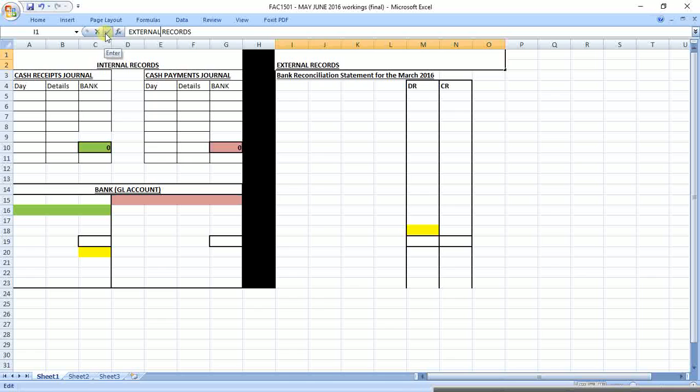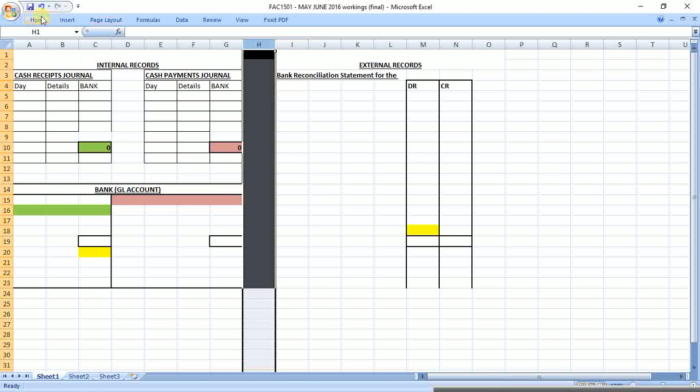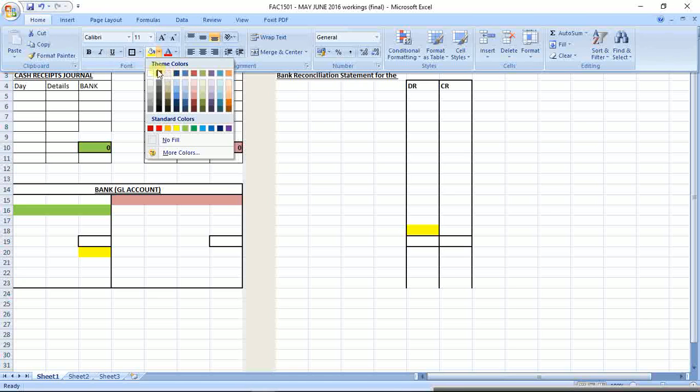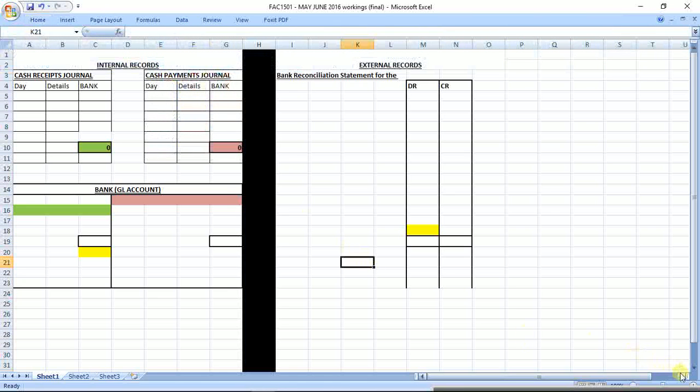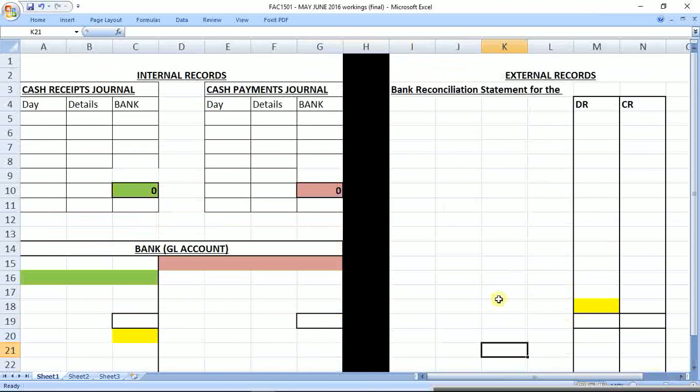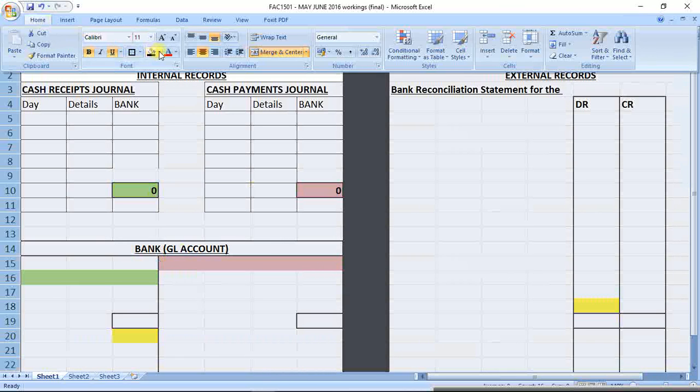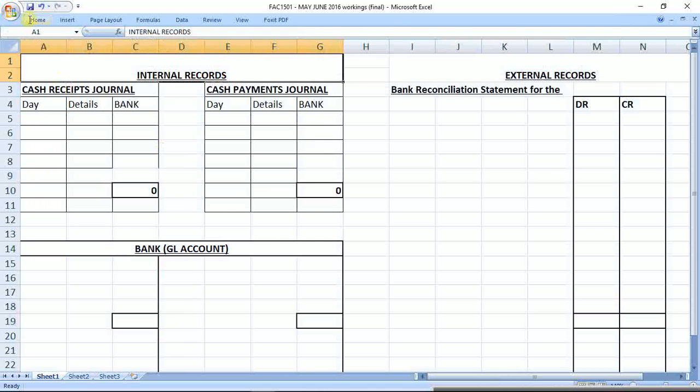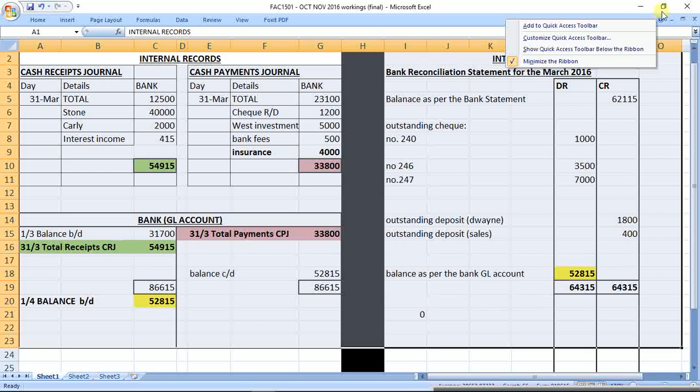Alright, so internal, this should have said external. Okay, external records. Internal and external records. The bank recon, the date's going to change. Everything else is going to be the same. You've got the answer sheet in your question. Agreed? Yes. Now we're going to be looking at what the question has told us in terms of what's in our books and what's in the bank's books. Do you agree? Yes. Okay, get rid of all the highlights.